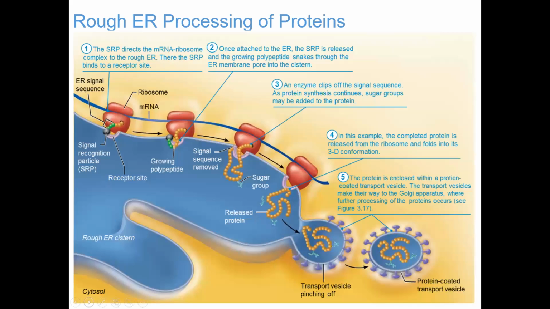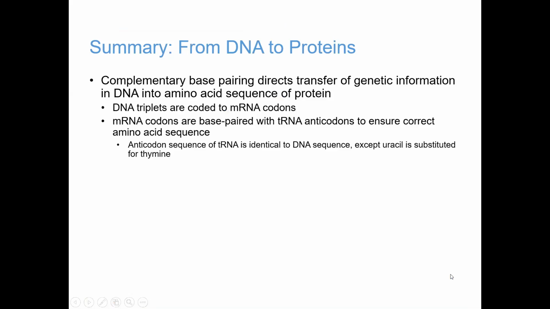And the end result is here's our ribosome. Our polypeptide chain grows. When it's done, it is captured in a transport vesicle and then taken to the Golgi. Important point here.